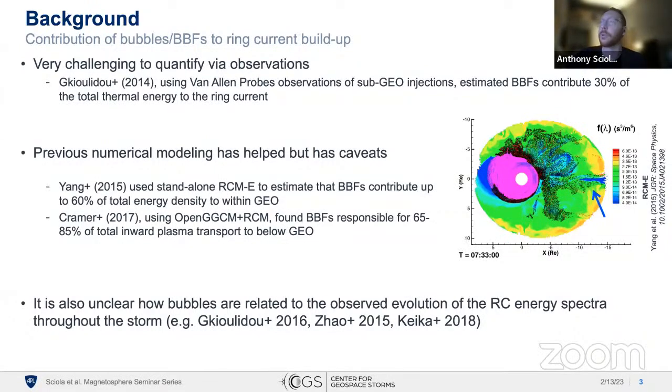Kramer got closer to realizing that by using the OpenGGCM MHD model coupled with RCM, and found that BBFs are responsible for 65 to 85% of the total inward plasma transport to below geo, which is a really nice study, but this unfortunately is only looking at the mass transport and not the energy component of that, and is also looking at the inward transport and not the net contribution. And we'll see why I want to make that distinction a little bit later. And then also, I didn't give much background on this, but it's also unclear exactly how bubbles are related to the observed evolution of the ring current energy spectra throughout the storm.